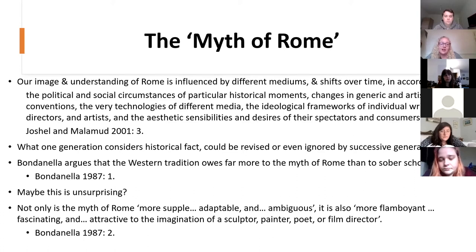And so Bondanella argues that the Western tradition actually owes far more to this myth than to reality. And that's, as I said before, because far more people will have seen these myths, Rome, 300, Troy, than actually know the historical fact.